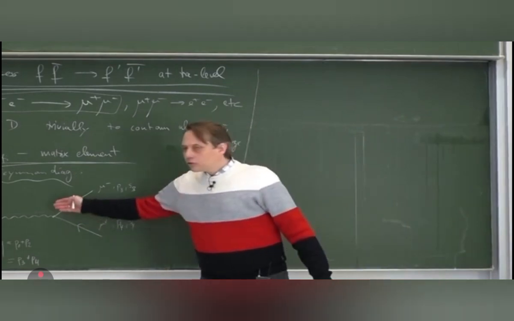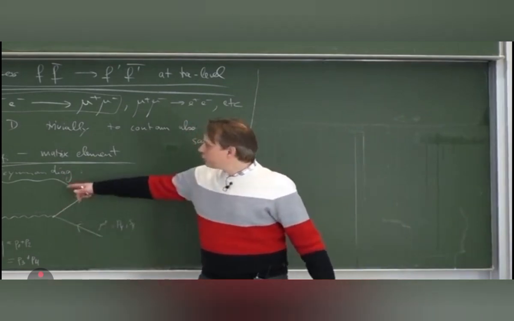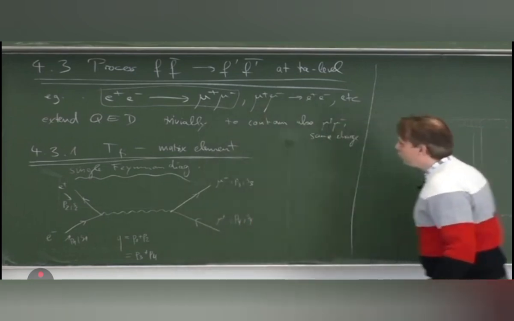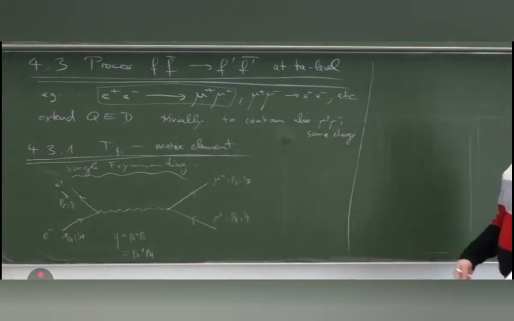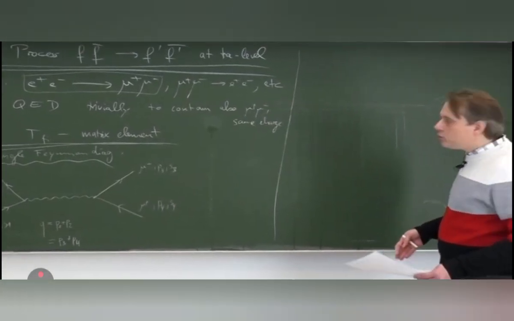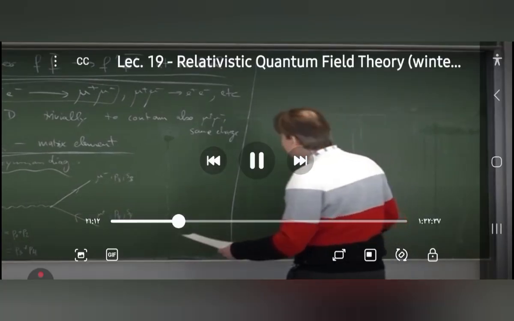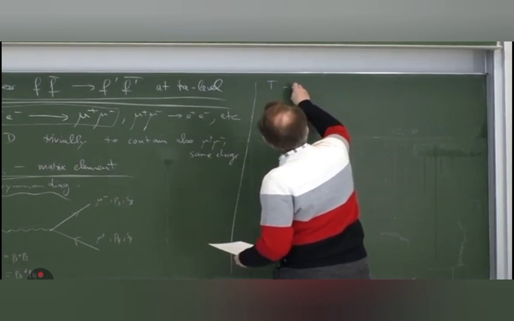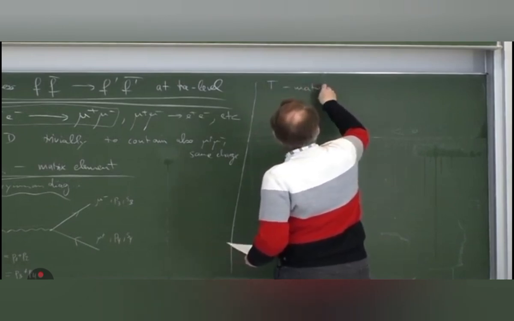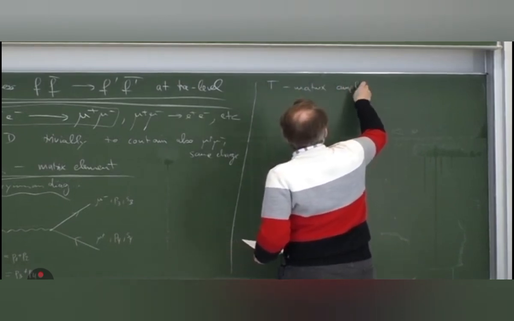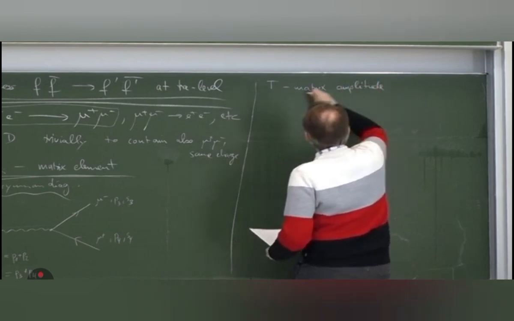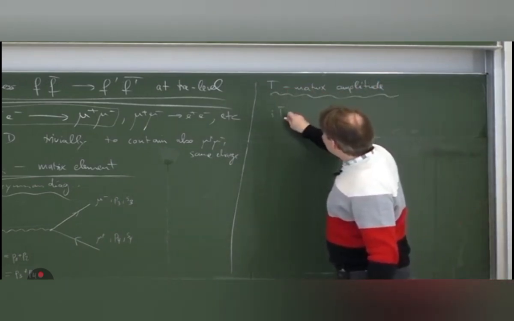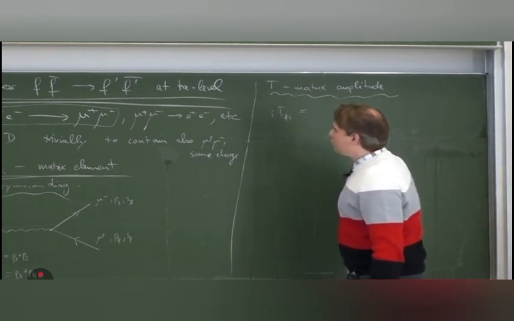The diagram itself will immediately give us i times the T_FI matrix element. And afterwards, when we want to calculate the probability, we need to square the matrix element and so on. But let us first write down the matrix element, the T matrix, which is a probability amplitude, quantum mechanically speaking. So i times T_FI, what is the value?